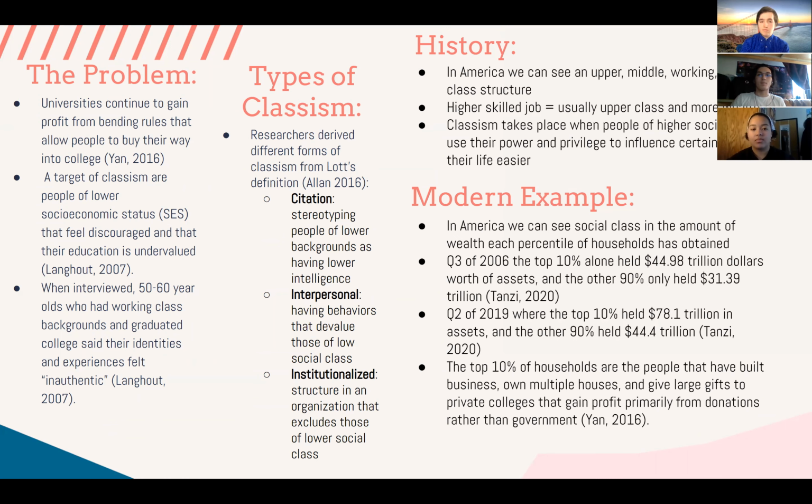And then back to the three types of classism, they derived three forms of classism from Lott's definition. Citational being stereotyping people of lower backgrounds as having lower intelligence. Interpersonal, which is having behaviors that devalue those of low social class. That could be just bullying.